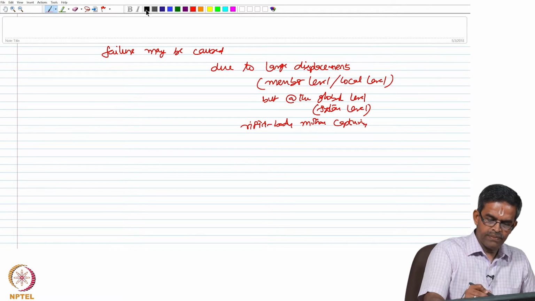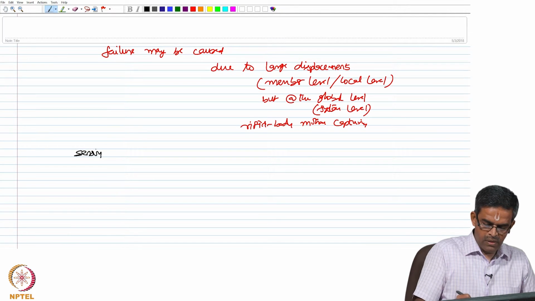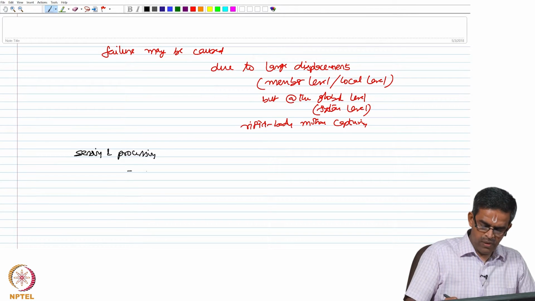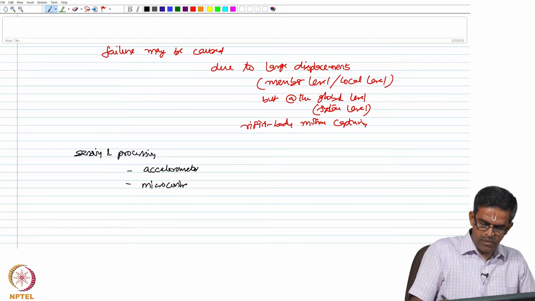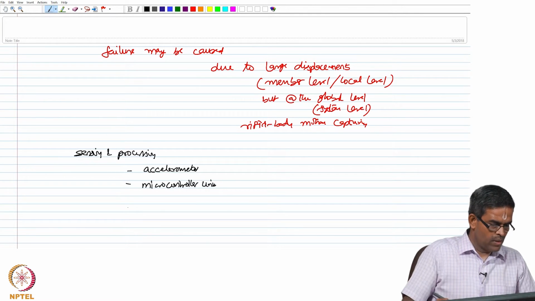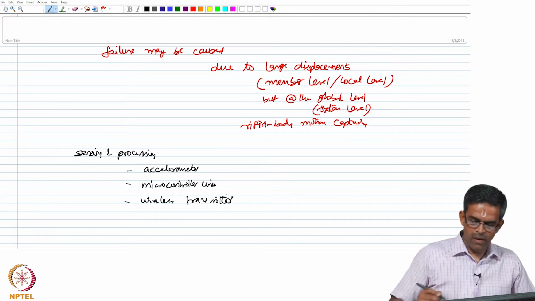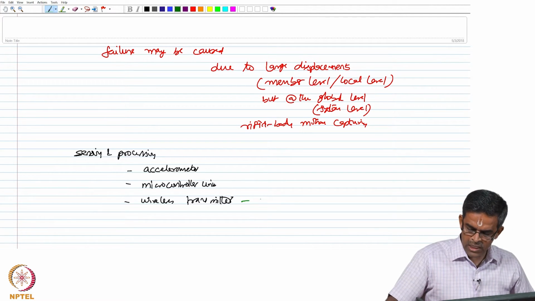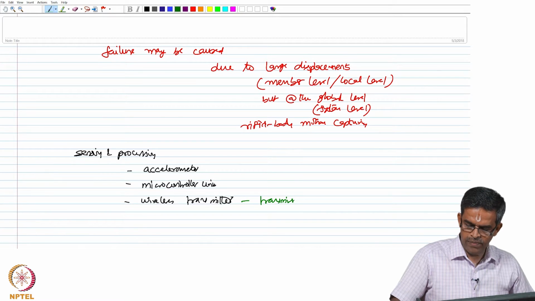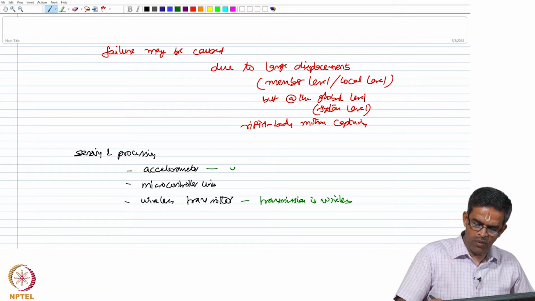So, in the design, sensing and processing consists of an accelerometer, microcontroller unit, and a wireless transmitter. Now, please understand here, the transmission is wireless, but the measurement data will be wired.